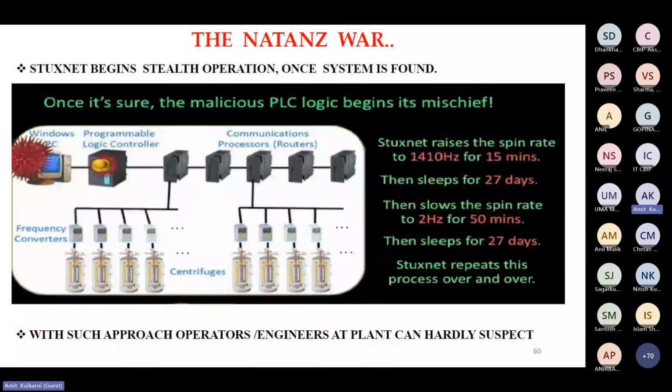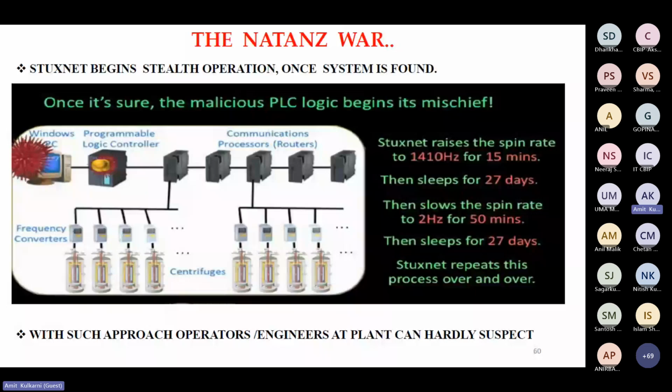So what Stuxnet did, it adjusted the spin rate of a centrifuge, and see how silently it was done. That is the reason it is called a stealth cyber weapon. It increased the speed of rotation of a centrifuge to 1410 Hz for 15 minutes, then kept quiet for a long time, 27 days. Then it slowed down the centrifuge to 2 hertz for 50 minutes, again slept for 27 days. And this continued over a long time.